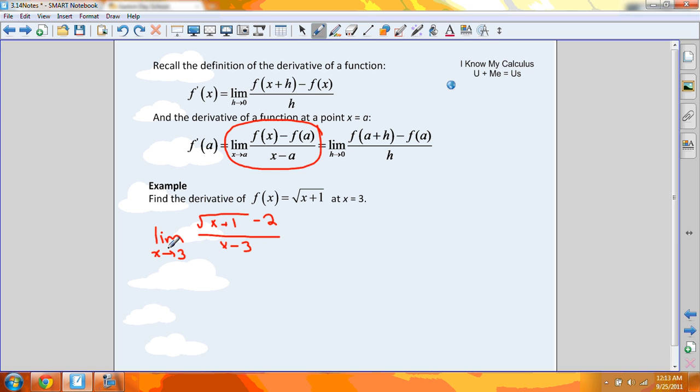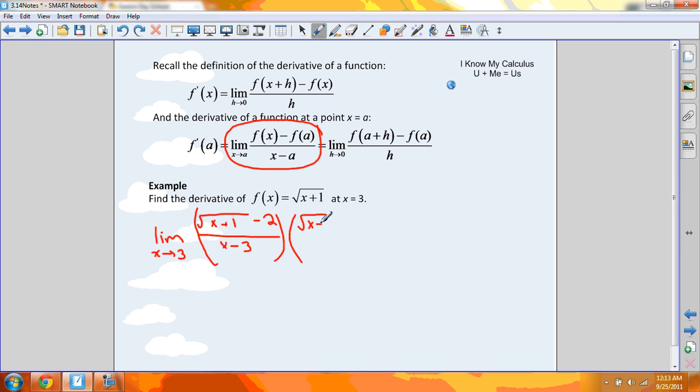So now I need to evaluate my limit. So I try plugging in x equals 3, and I get square root of 4, which is 2 minus 2, which is 0. All divided by 3 minus 3, which is 0, 0 over 0. Does not work. I have to do something differently. And what I do differently is because I have the square roots, okay, I multiply by the conjugate. So, in other words, I'm going to rationalize the numerator.